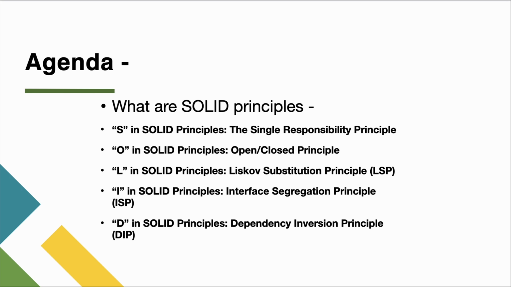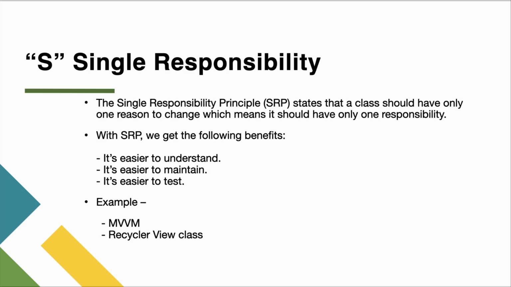Let's start with S. S stands for single responsibility. The single responsibility principle basically states that a class should have only one reason to change, which means it should have only one responsibility. With SRP, we get the following benefits: it's easier to understand, it's easier to maintain, and it's easier to test.